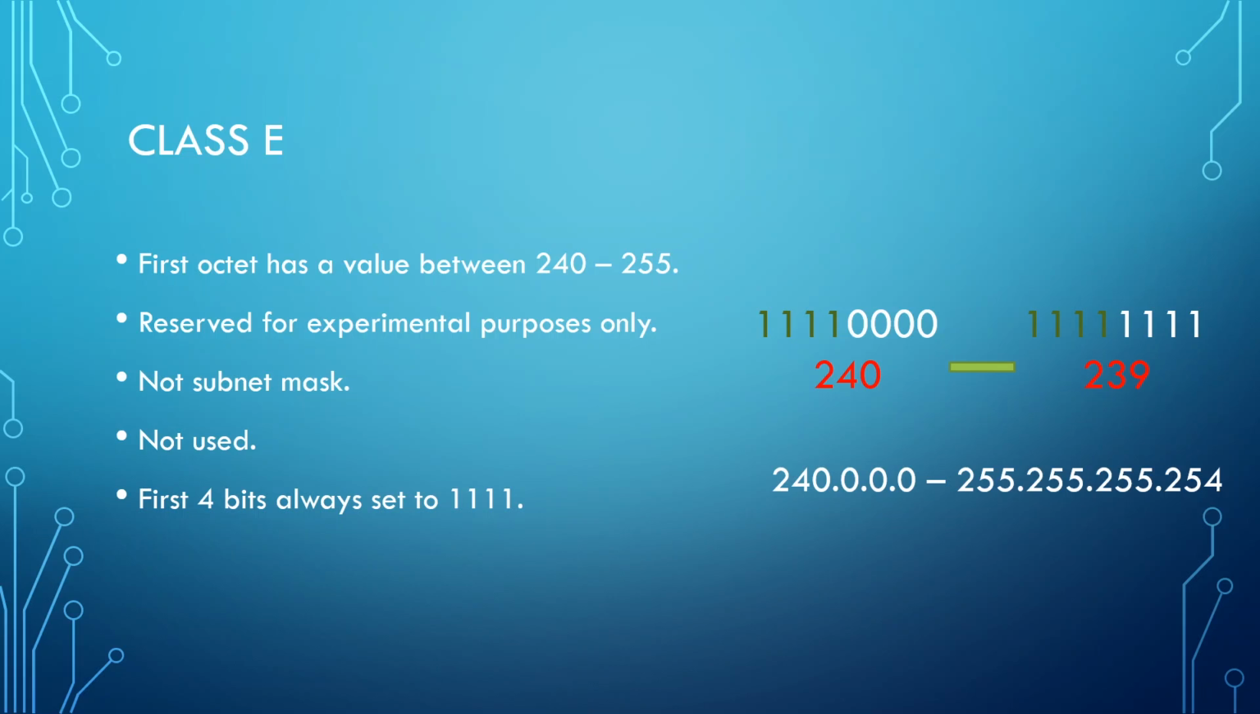And then lastly, we have Class E. Class E is a range of IP addresses reserved for experimental purposes only. There's no subnet mask. They're not really used at all, to be honest. The first 4 bits are always set to 1111. And the address range is from 240.0.0.0 through 255.255.255.254. Okay, so that was actually a mistake earlier. It shouldn't be from 240 to 239, it should be from 240 to 255. So sorry guys, that was my mistake.